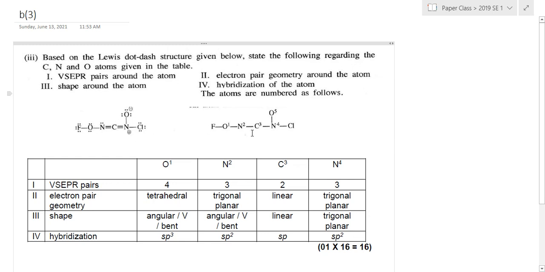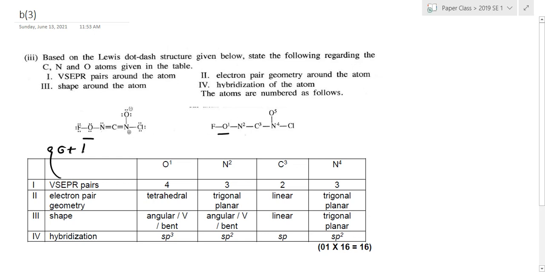O1. Where's O1? This one. Look at the O1 in here. How many VSEPR? VSEPR means what? Sigma plus lone. How many sigma? 1, 2. Lone pairs 2. Altogether 4. It means VSEPR pairs means lone pairs plus sigma bonds. It means 4. Very easy.